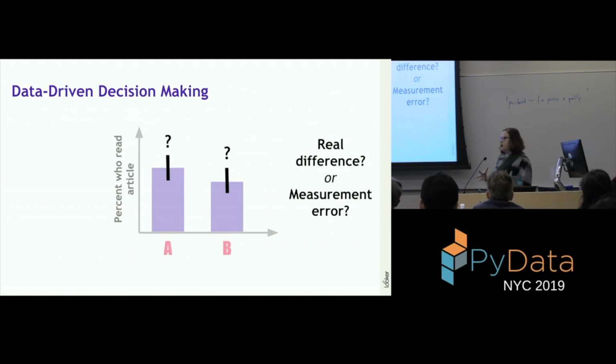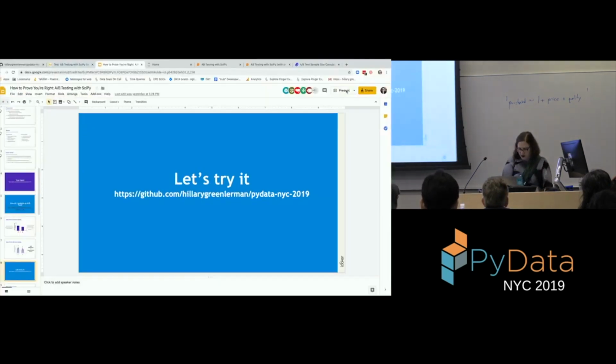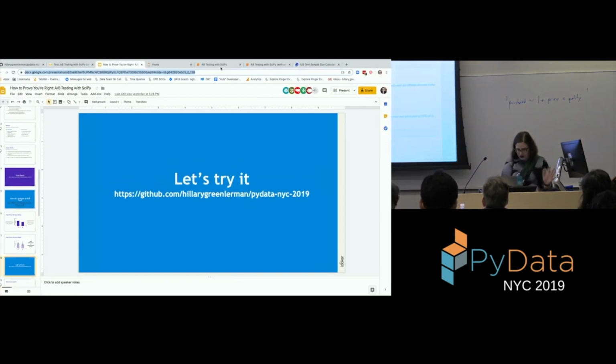So what we want to be able to do is distinguish between the real difference between A and B or just a measurement error. So what I want us to do is now switch over to the notebook, and we're going to just develop an intuition for what affects our results. So bear with me on this.